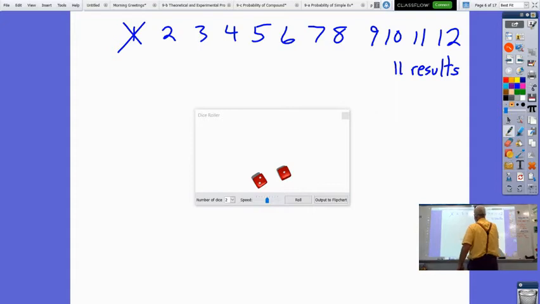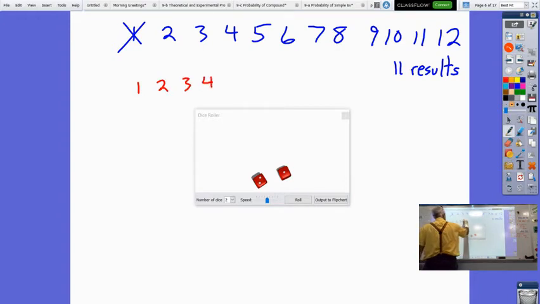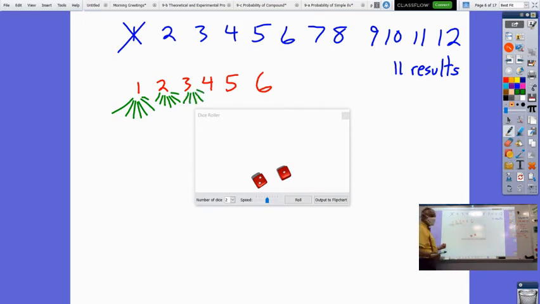Right? 1, 2, 3, 4, 5, or 6 on the red die. And then the green die, if I get a 1 on the red, there are 6 different outputs on the green one. If it's a 3, 6 different. And over here, a 6 and 6 different outcomes, including a 6 on the red and a 6 on the green. That gives me a 12.